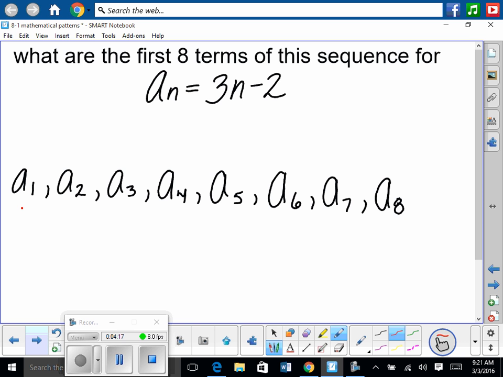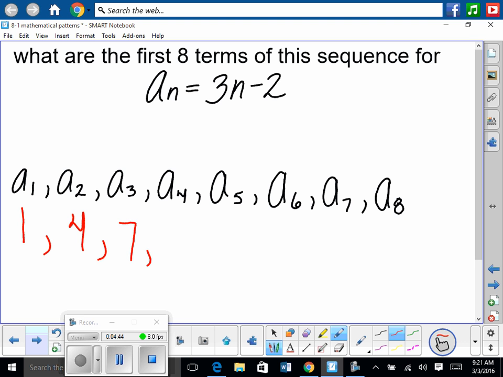So what's our first term in this sequence? 1. Questions on how I got that? Okay, let's keep going, guys. So let's go with this one, 2. We're plugging in a 2 for n. So 6 times 2... 6 minus 2 is 4. So our second term is 4. Let's do 3. 3 times 3, 9 minus 2.